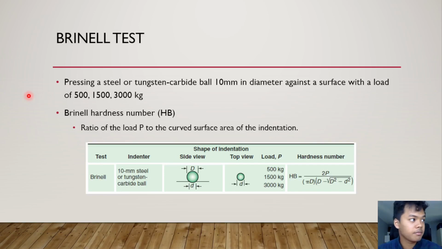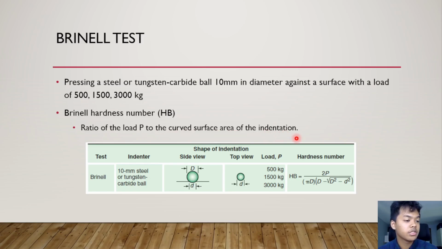First, we got the Brinell test. It involves pressing a steel or tungsten carbide ball 10 mm in diameter against a surface with a load of 500, 1,500, or 3,000 kilograms. From that we get what's called a Brinell hardness number, signified by HB, hardness Brinell. It is the ratio of the load P to the curved surface area of the indentation.